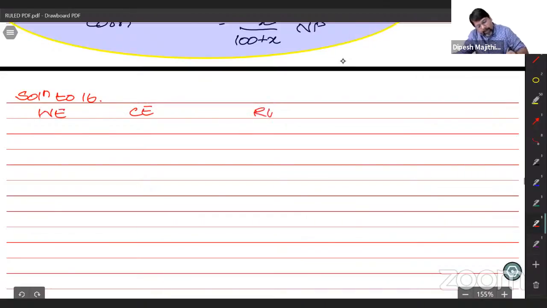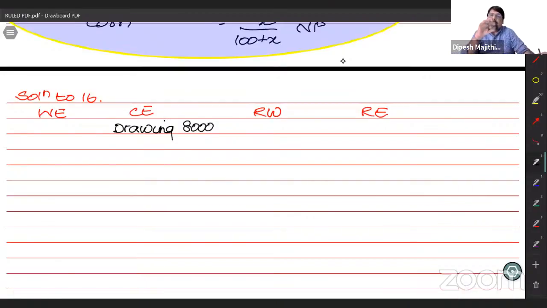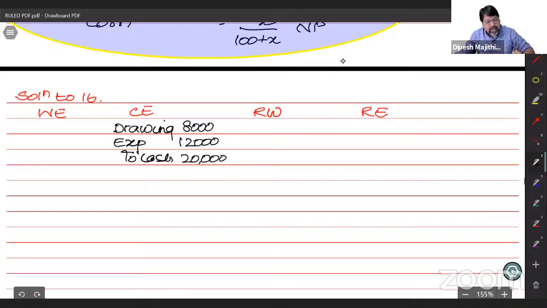wrong entry, reverse of wrong entry, rectified entry. Correct entry should have been drawings 8,000, because out of 20,000, 12,000 is for expenses. The drawing is only 8,000. Expenses should be how much? 12,000 to cash 20,000. This should have been the correct entry. I have withdrawn 20, but 8 is drawings and 12 is for expenses.